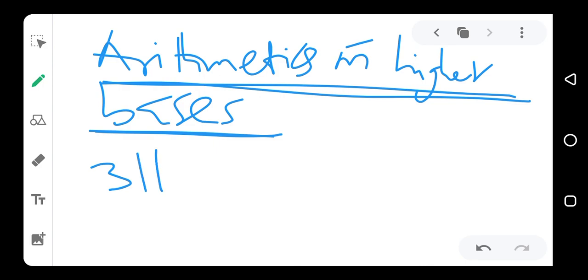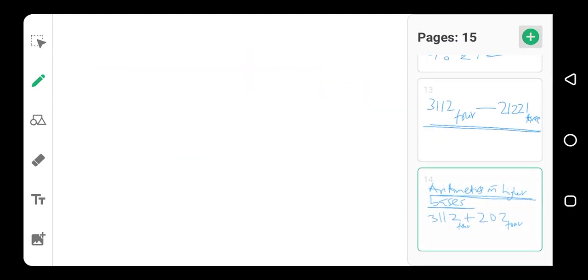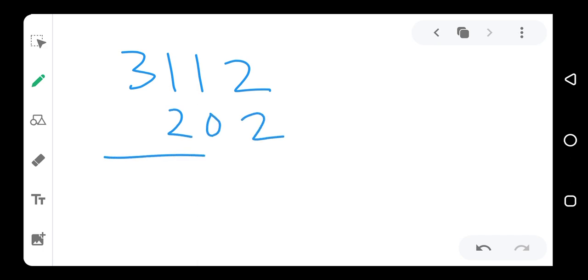3 1 1 2, and we are adding it with plus 202, all in base 4. How do we do it? We have 3112, then 202. This is addition. 2 plus 2 is 4, and we are working with base 4.